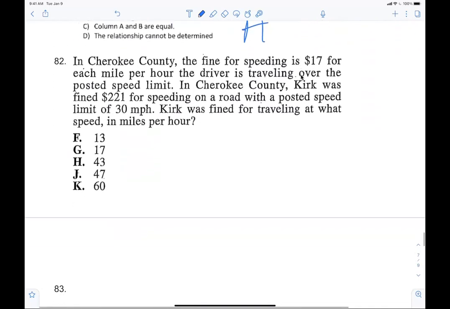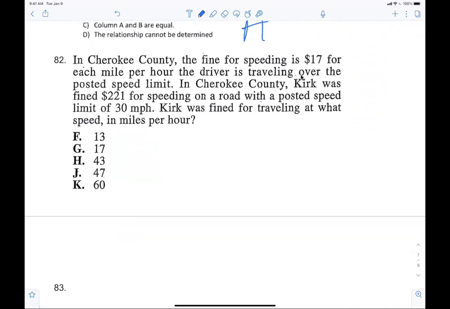Okay, 82. Who wants to volunteer for 82? All right, Mike, I'll let you do it. Do I have to read it? Yeah, read it real quick. In Cherokee County, the fine for speeding is $17 for each mile per hour for drivers traveling over the posted speed limit. In Cherokee County, Kirk was fined $221 for speeding on a road with a posted speed limit of 30 miles per hour. Kirk was fined for traveling at what speed in miles per hour? Tell me what to do here, buddy. Or do you know the answer already?